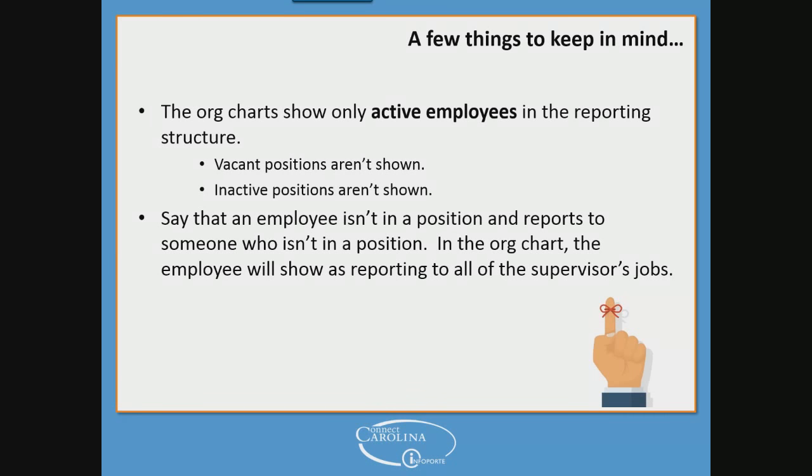And then if you have an employee that isn't in a position, so specifically thinking in terms of faculty that have appointments and not positions, and that employee reports to someone who's not in a position as well, the org chart is going to show that employee as reporting to all of the supervisor's jobs. So you may have some faculty whose org chart looks a little bit wonky, for lack of a better term, because it's showing all of the supervisor's information across all of their jobs.